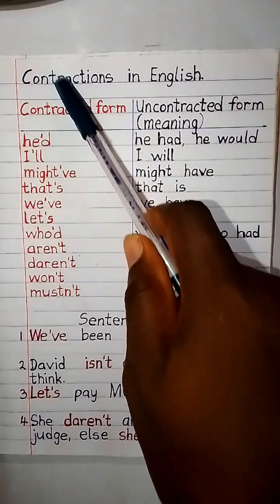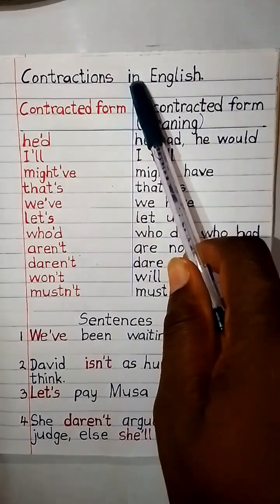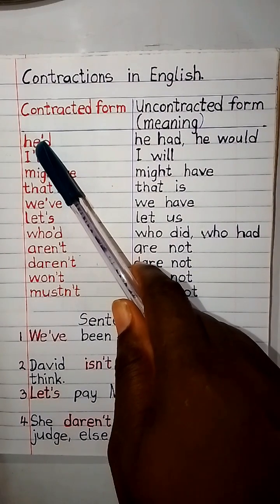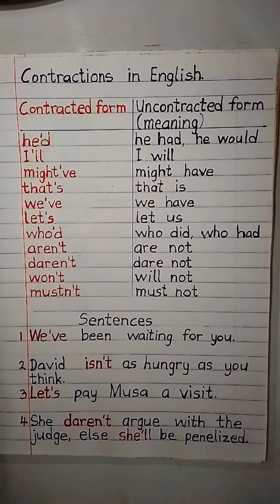In today's video, we'll be learning contractions in English. Contractions are words made by shortening and combining two or more words, usually with an apostrophe. You can see them, apostrophe. When these words are combined, certain letters will disappear. You can lose just one letter or more depending on the contraction.